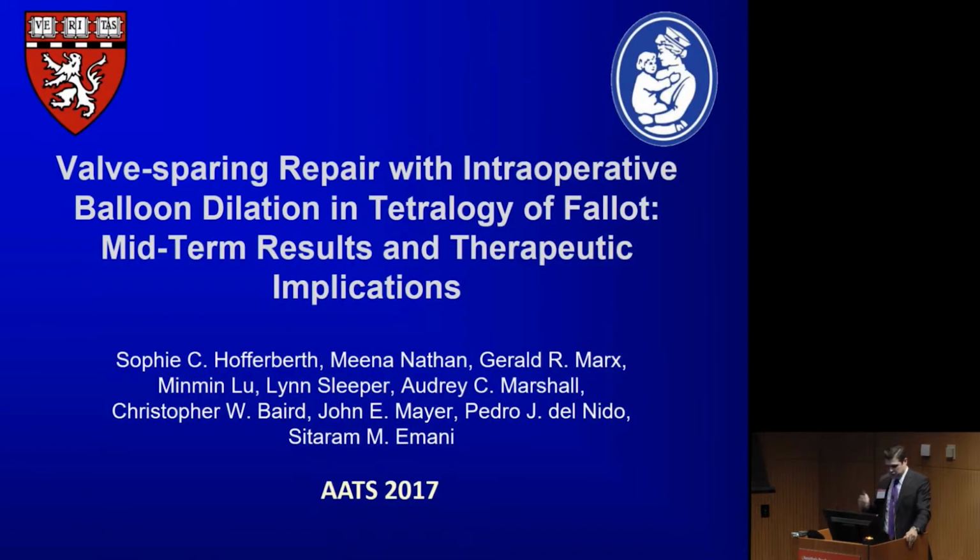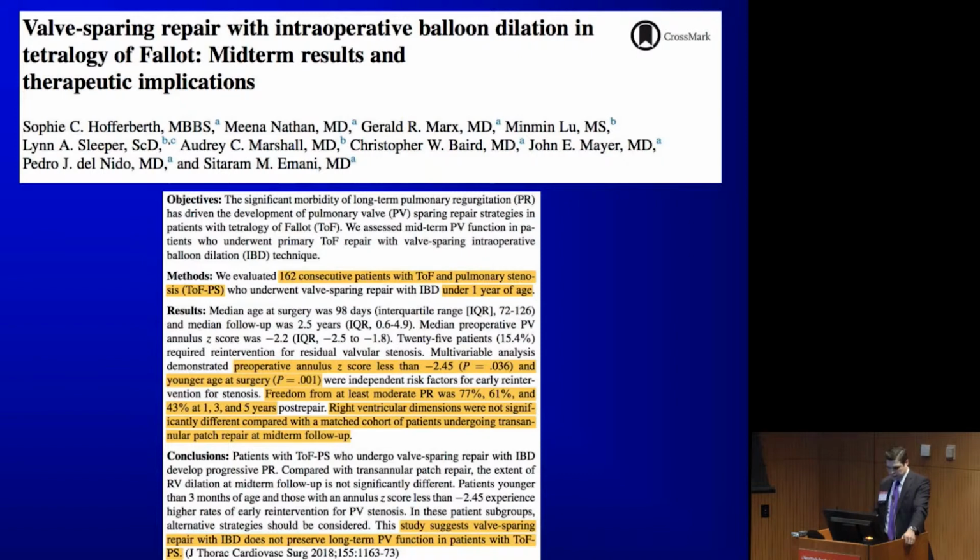So an interesting study that was performed when I was a fellow up in Boston was presented at the AATS last year by Dr. Amani and Sophie Hofferberth, who's one of the research fellows up there. They looked at the experience up in Boston with doing this pulmonary valve sparing technique. They presented it at the AATS last year and recently published it earlier this year in the JTCVS. Essentially, they evaluated their experience of 162 consecutive patients, all under 1 year of age, who underwent the pulmonary valve sparing approach, and they compared these to those that underwent transannular patch.